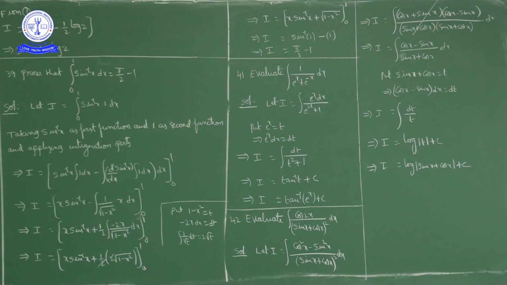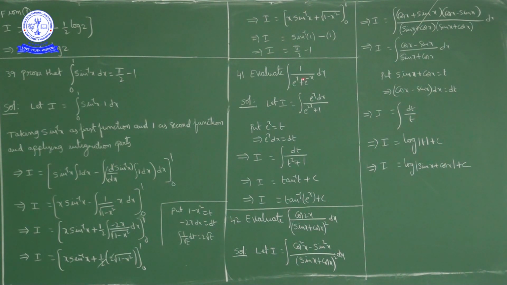Next question, question number 41. Question 40 we will discuss next. Question number 41: Evaluate integral 1 upon e power x plus e power minus x dx. Evaluate integral 1 upon e power x plus e power minus x dx.